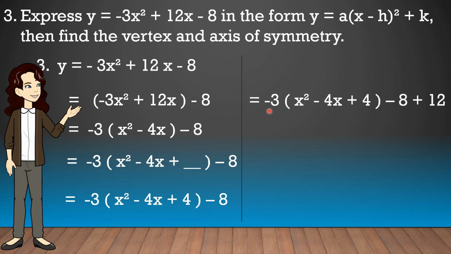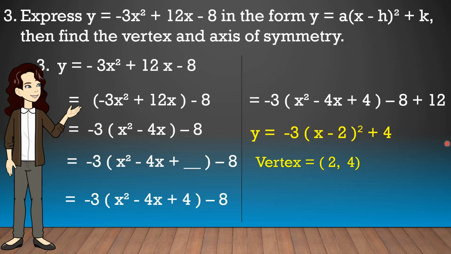So we have negative 3 times the quantity of x squared minus 4x plus 4, minus 8 plus 12. And then write this as a square of binomial. So we have y is equal to negative 3 times the square of binomial, which is the quantity x minus 2 squared. The negative 8 plus 12 is positive 4. So this is now our vertex form.